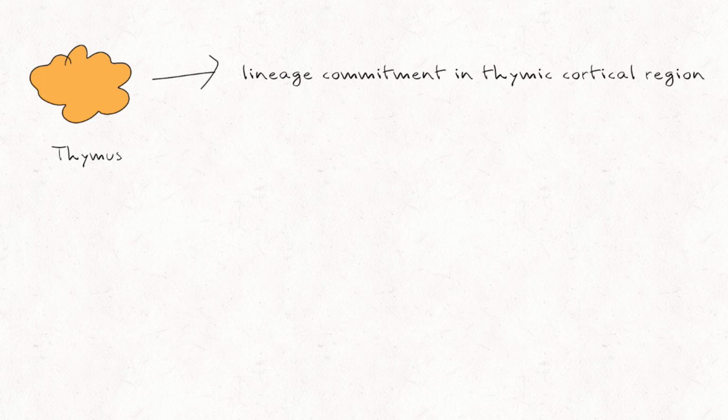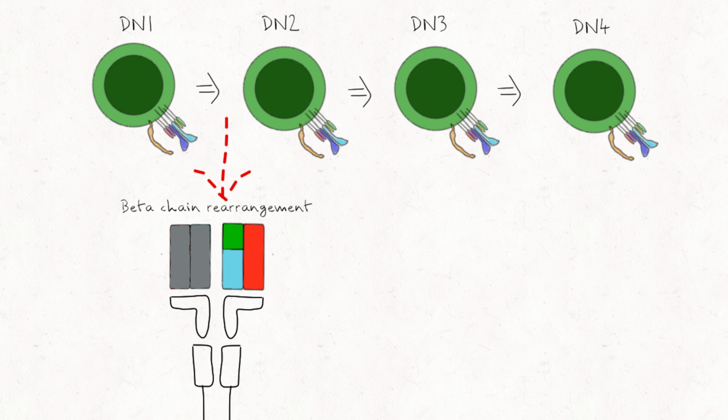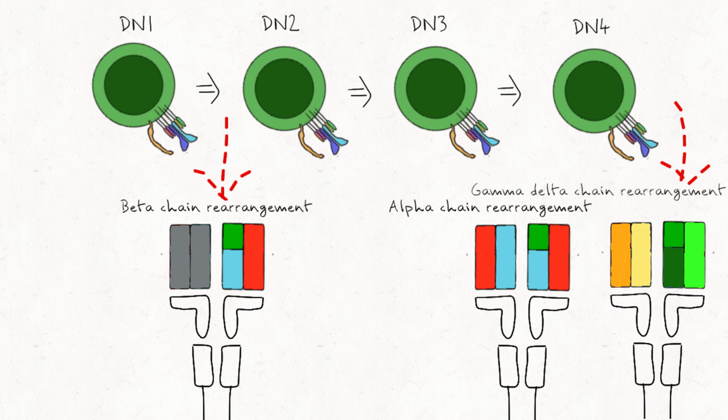The process begins with lineage commitment in the thymic cortical region. After committing to a lineage, T cells go through several stages, starting with the double negative stage. During the transition from double negative stage 1 to double negative stage 2, beta chain rearrangement occurs. After reaching double negative stage 4, alpha chain rearrangement takes place. This alpha and beta chain rearrangement occurs at different times within the thymus. Besides alpha-beta rearrangement, there's a possibility of gamma-delta rearrangement, although it's rare. This rarity is due to the need for 2 rearrangement events.